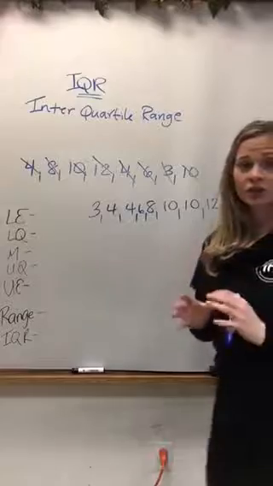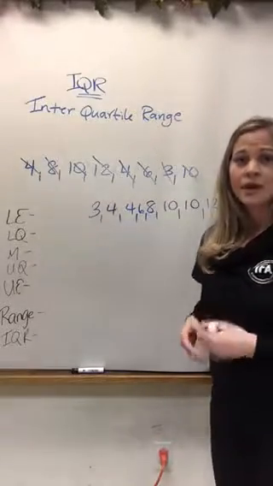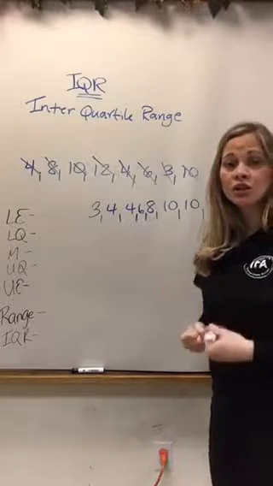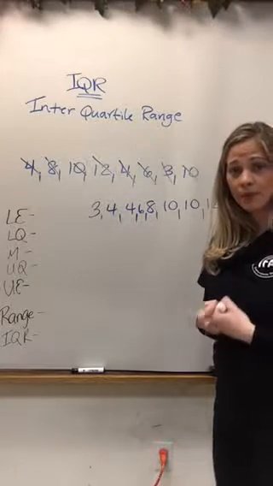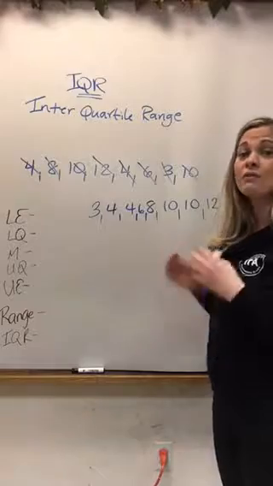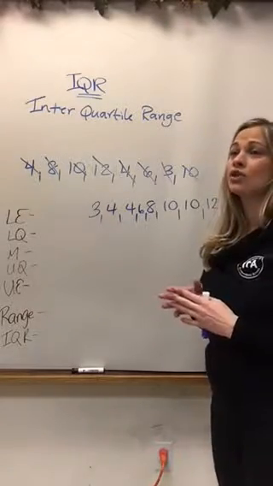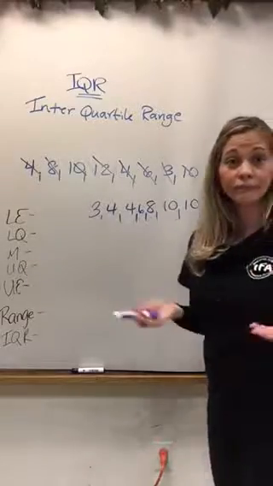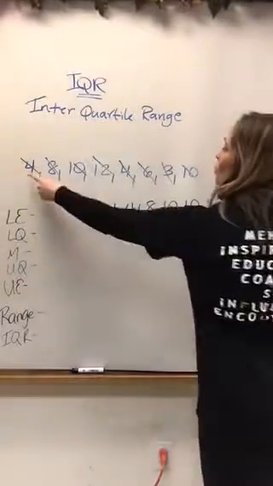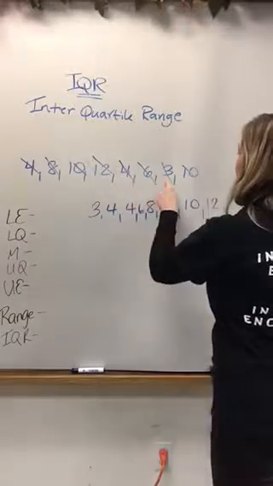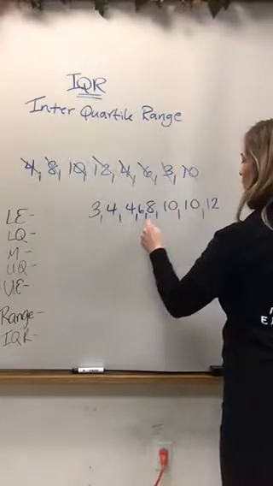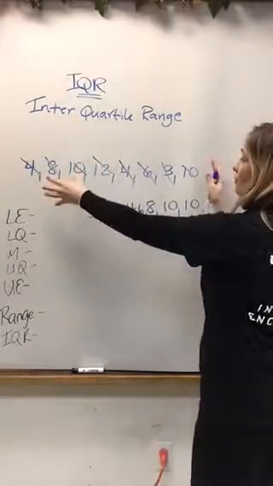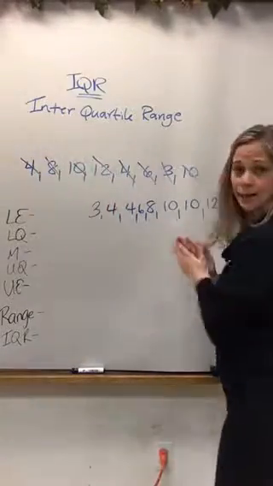And I cannot stress this step enough. It is so important that once you've put the numbers in order, you make sure that you've counted the amount of numbers that you've rewritten, because if you miss a number, it will skew the rest of your data, and all that hard work will unfortunately be useless. So 1, 2, 3, 4, 5, 6, 7, 8. So I know now I've rewritten every single number in this data set.